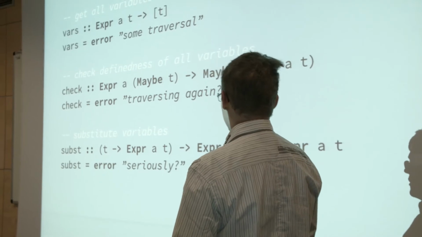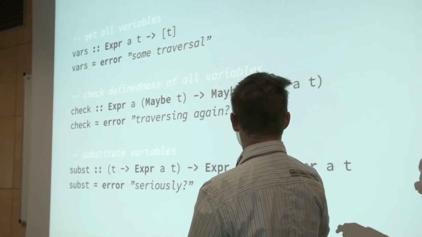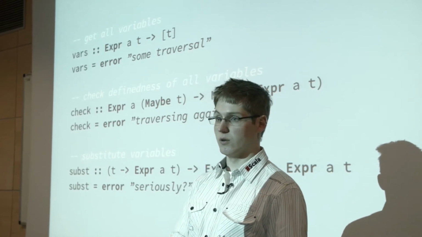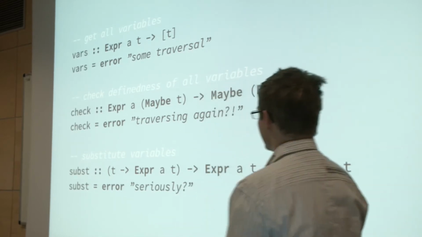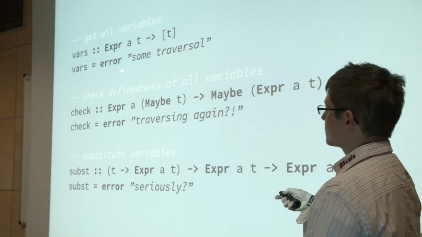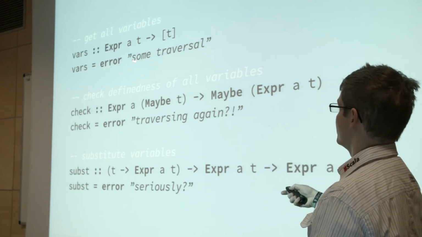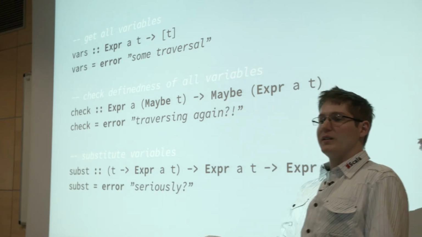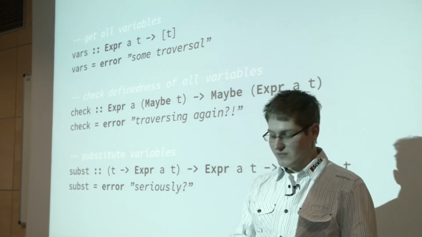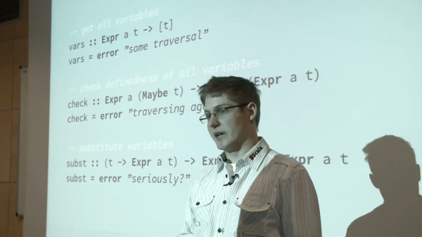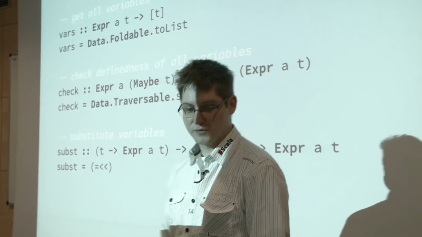Or you want to substitute variables. So you have an expression, and you want to splice in some other expression for your variables. For example, if it's a function call, you want to do substitution. And if you look at all these functions, they are all some sort of traversal. So you would write a case analysis on your expression here, you traverse that stuff, and here you traverse again, and seriously, why am I repeating all that code? And if you register your data type as foldable and monad, you get all these functions for free, basically.